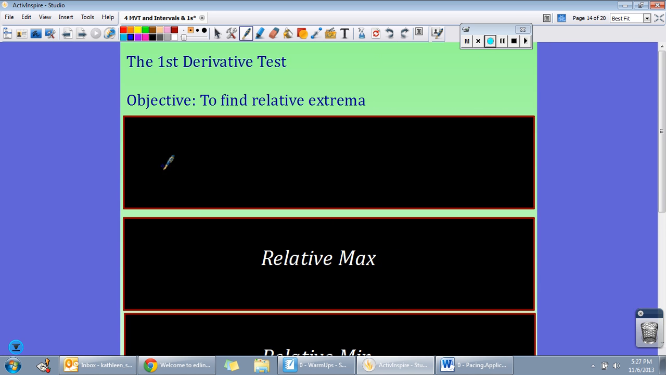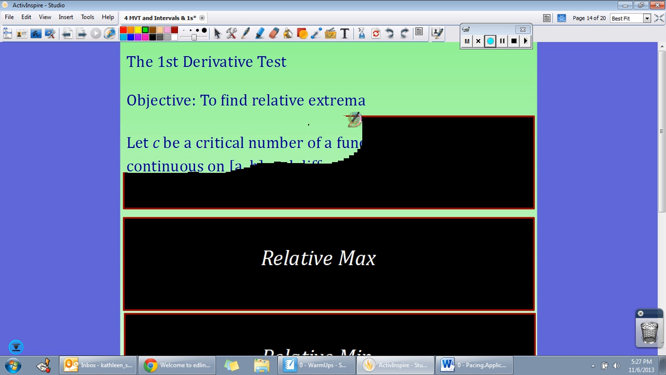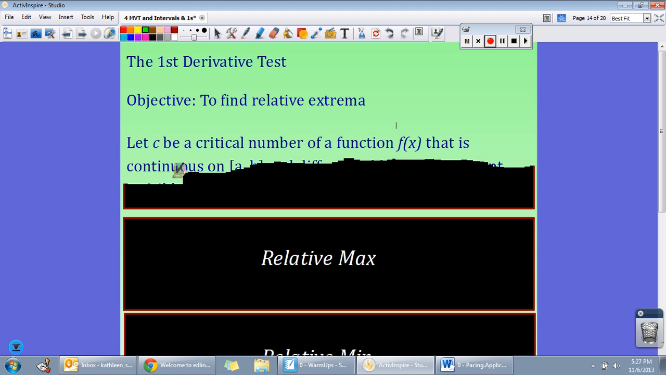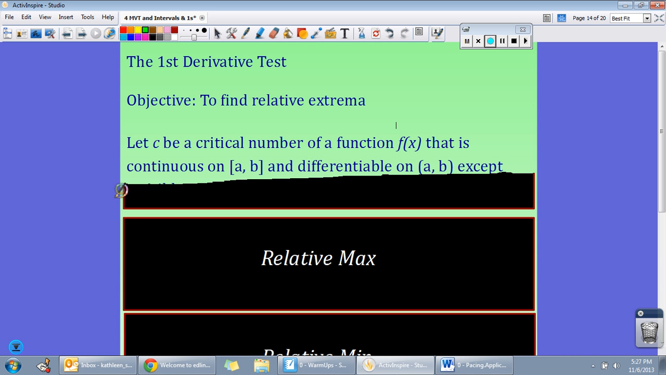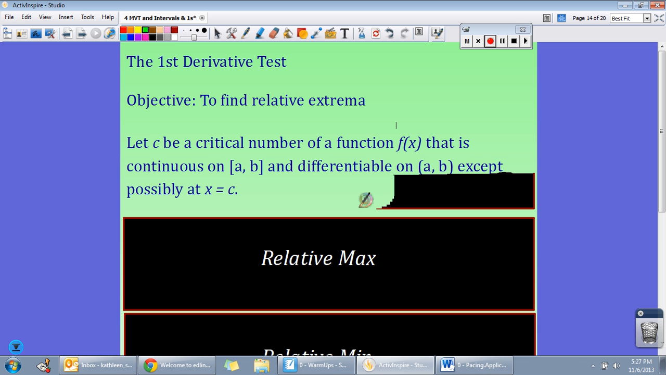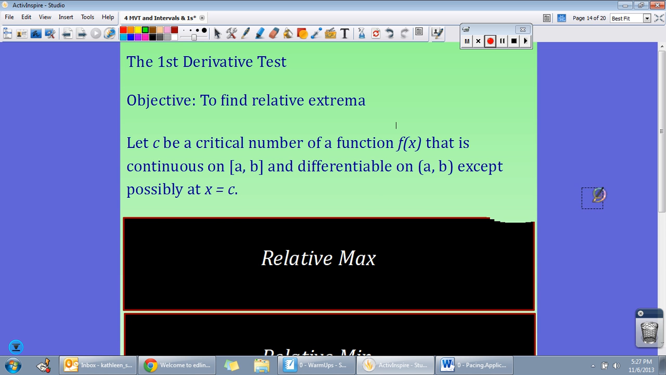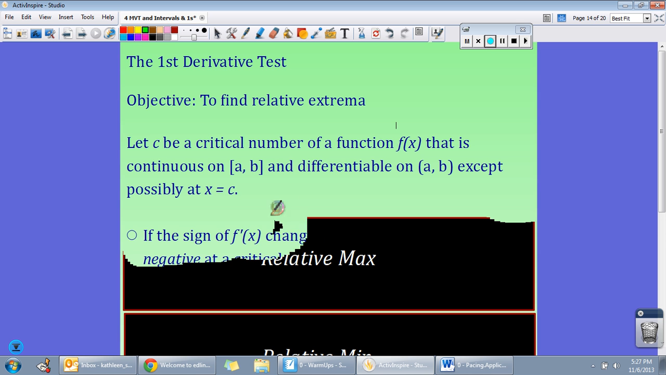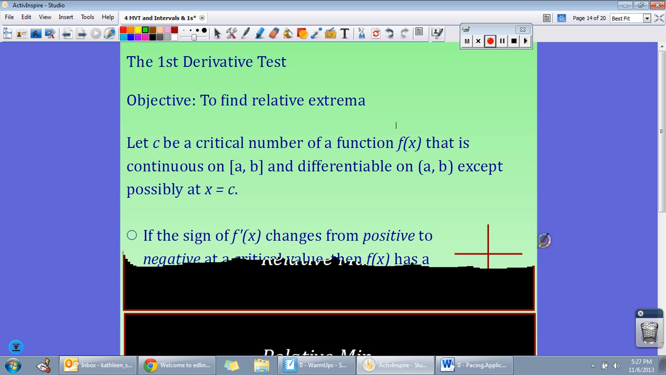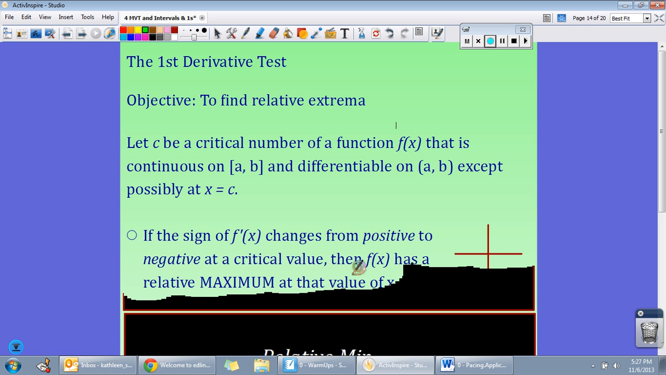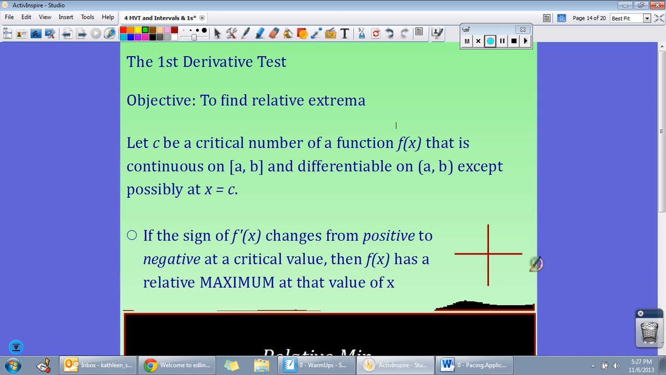Okay. The first derivative test uses what we just did, using intervals of increasing and decreasing, to talk about relative extrema. Okay, so we're going to let c be a critical number of a function f of x, that is, the function is continuous and differentiable on an interval, except for possibly when x is that critical value. If the sign of f prime of x changes from positive to negative at that critical value, then f of x has a relative maximum at that critical value.